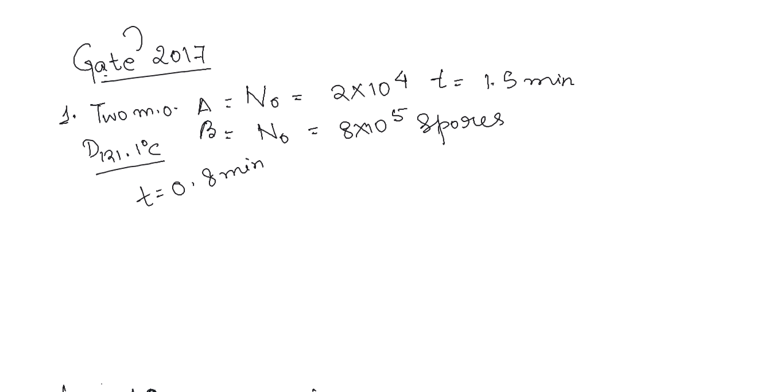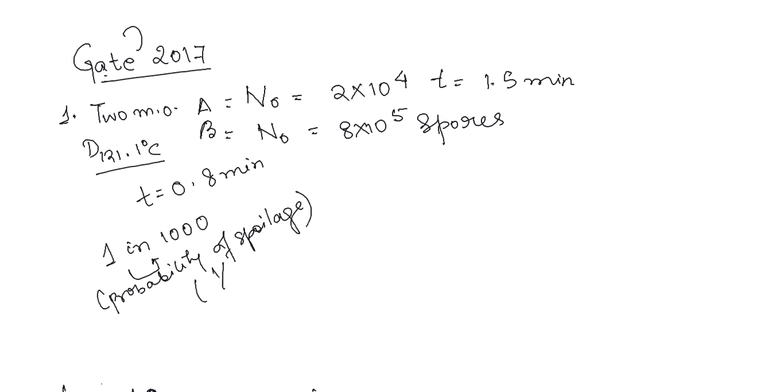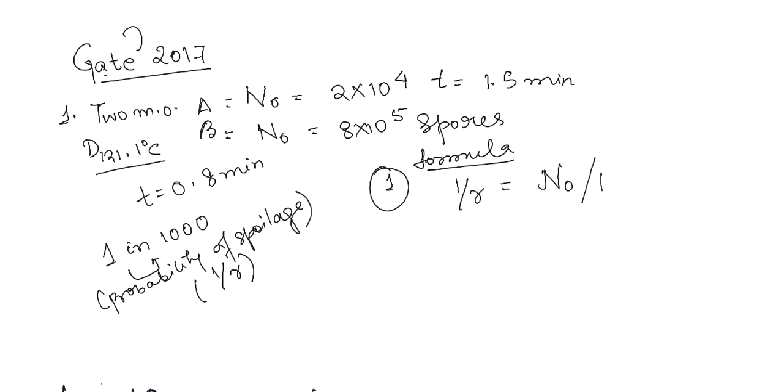The probability of spoilage, that is 1 in 1000, is how much? The probability of spoilage can be given by 1 by R. So we have to use the first formula here, formula 1 which we have discussed just now, that is 1 by R is equal to N0 by 10 to the power F by D. Also we can use this formula. That is the spoilage probability formula which we have discussed just immediately before this.